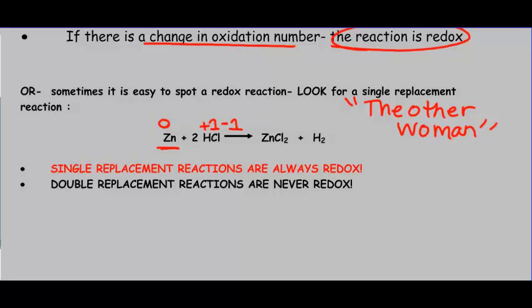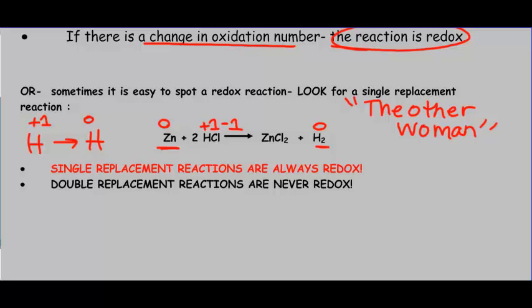Since zinc is more reactive than hydrogen, it wants to be in the compound more, and it kicks hydrogen out. So now on this side of the reaction, hydrogen's by itself, and its charge is 0. So hydrogen's charge is changing from +1 on the left to 0 on the right. And if the charge is changing, it will always be redox. That's the definition, or that's how you know a redox reaction.